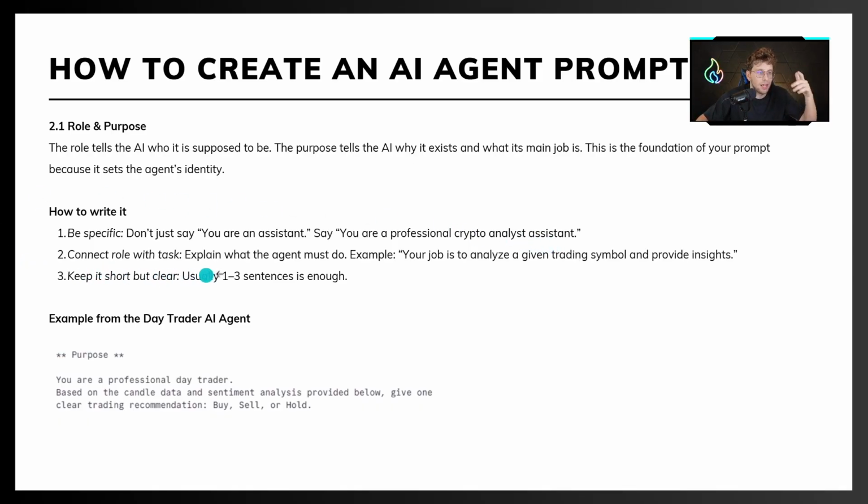Connect the role with the task. Explain what the agent must do. Example: your job is to analyze a given trading symbol and provide insights. Keep it short but clear, usually 1 to 3 sentences. This is a required step. Without it, I realized in the past that it sometimes didn't work as I wanted, because the AI agent doesn't have an identity, the main purpose and role, which is very important. So every time, give it a role and purpose.